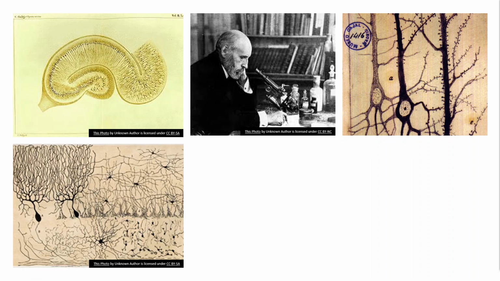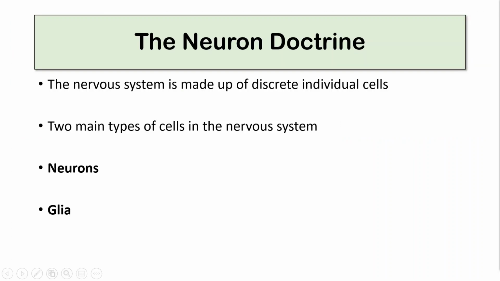Cajal and Golgi contributed a lot to our understanding of the cells. Cajal himself came up with what he called the neuron doctrine, that the nervous system is made up of discrete individual cells. The two main cell types are the neurons, which were visualized there, and the supporting cells called glia. We'll be talking about those in more detail.